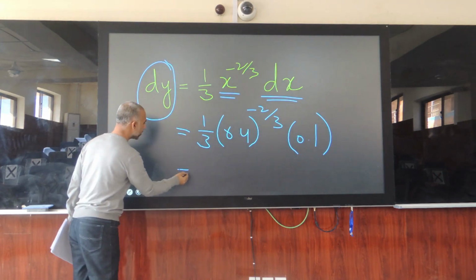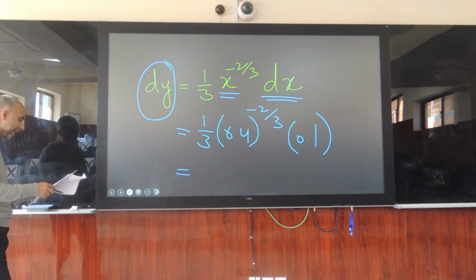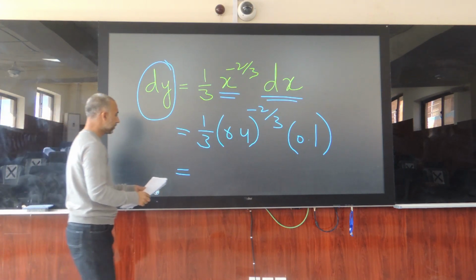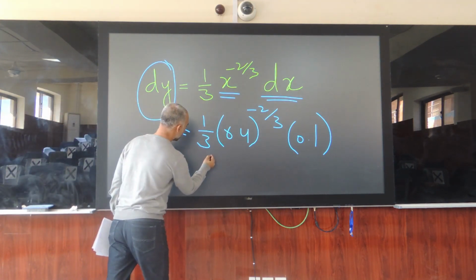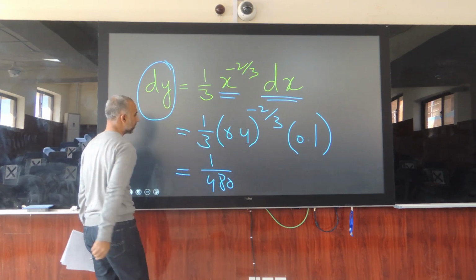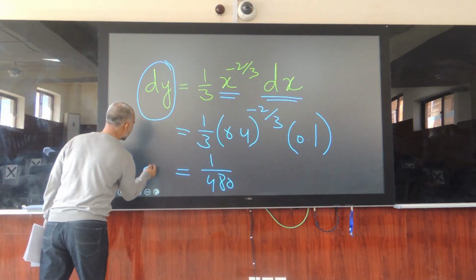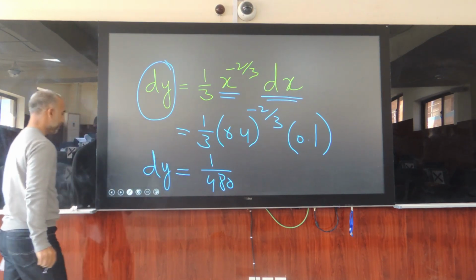On further calculation, we will observe the value of dy equal to 1 over 480. On further simplification, we will get this answer. So this is our dy.